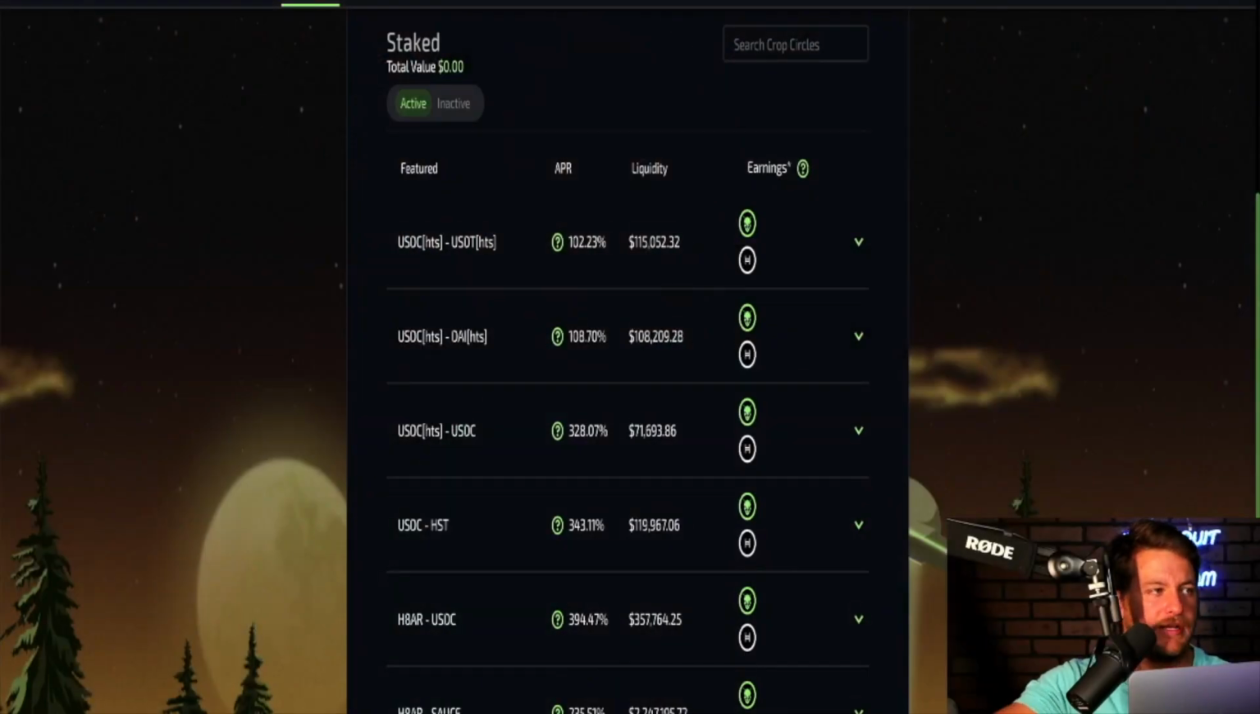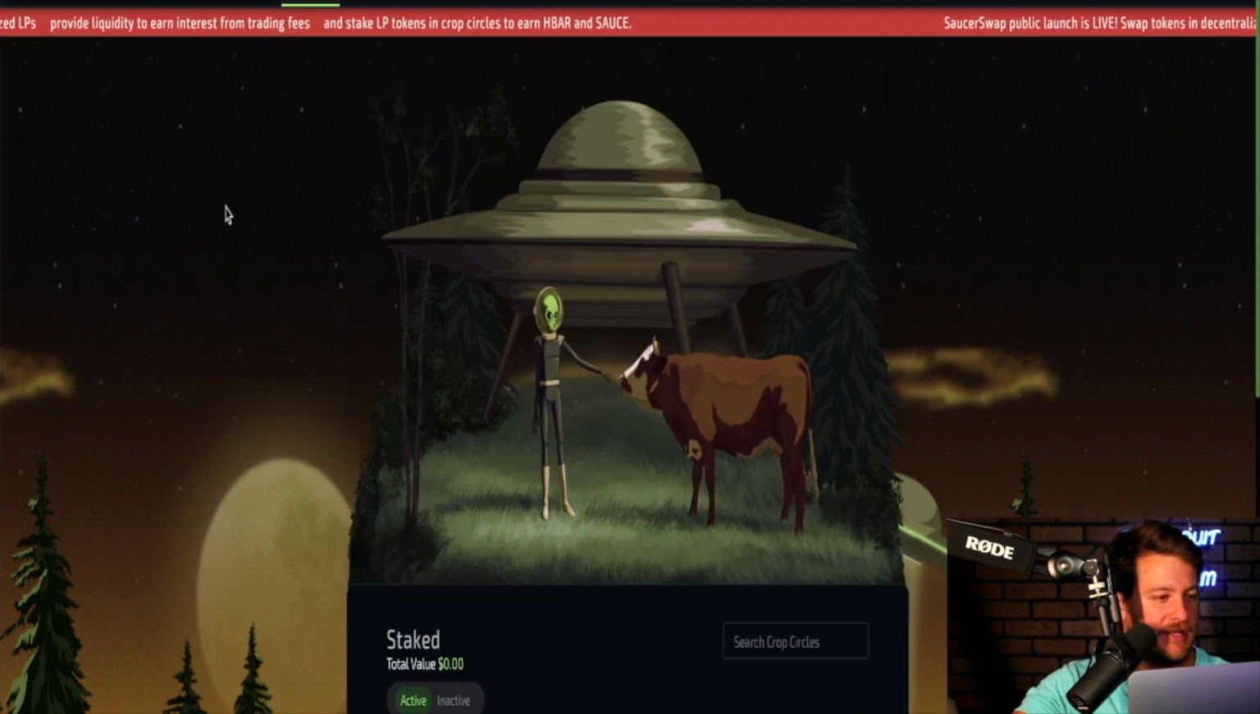Let's action. All right, so it is the weekend, so I figured I would talk about this really cool platform. If you like HBAR, which I love, it's one of my top holdings, there is this new decentralized application called SaucerSwap. And this is a really cool way of earning more money on your HBAR.